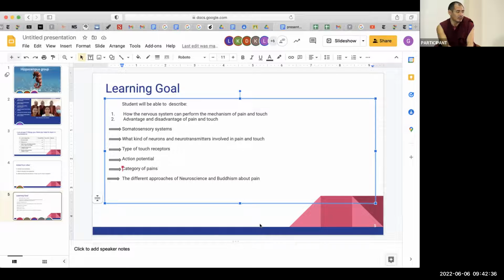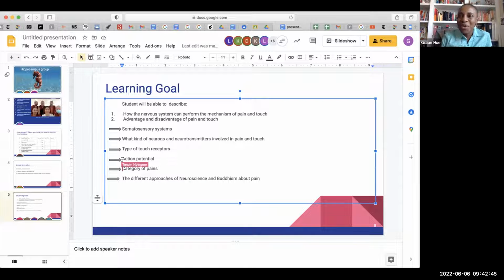Okay, very good. So I really particularly enjoyed when you said that your group was discussing whether or not to include the action potential.